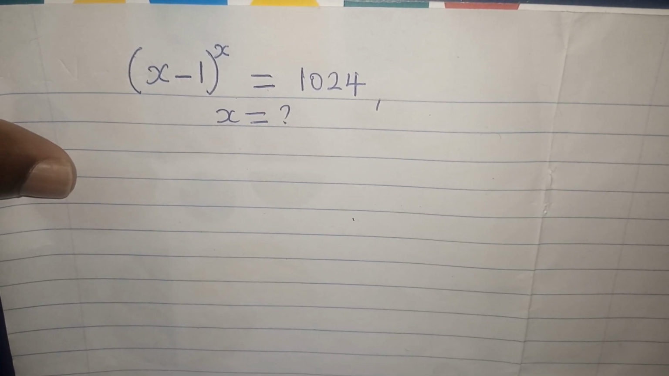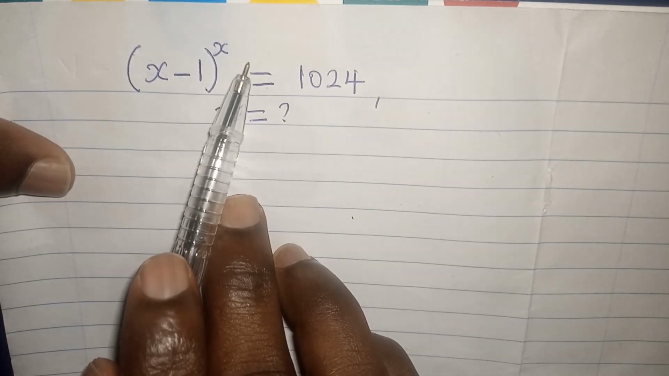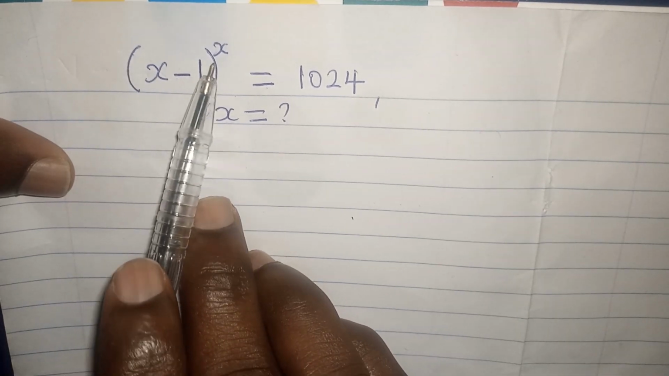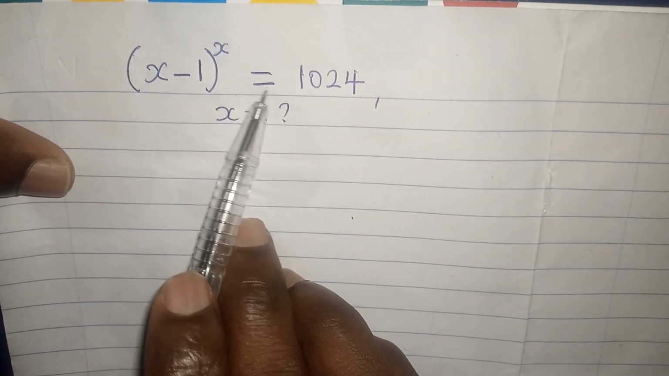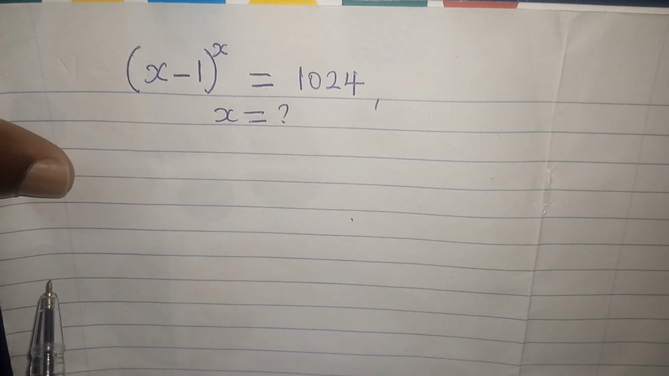If you look at this equation very well, we have x inside the bracket and we have x outside as an exponent, which is (x minus 1) to the power of x equals 1024. Then what is the possible value for x? So let's solve for this.